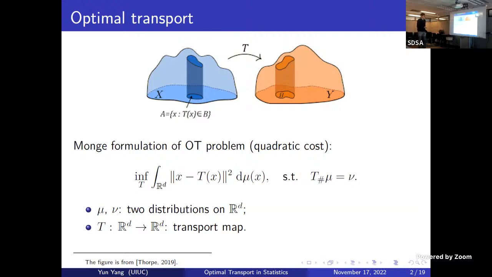From this definition, you can see that there are two major components. One is the total effort itself, which is the objective value of this problem. Another key component is this map, how you move one pile to another. It turns out that both components are quite useful in a lot of statistical problems.